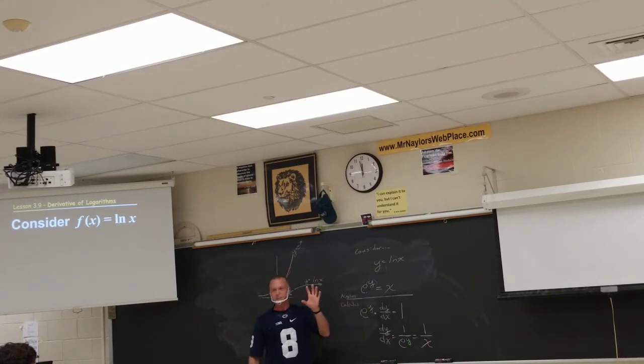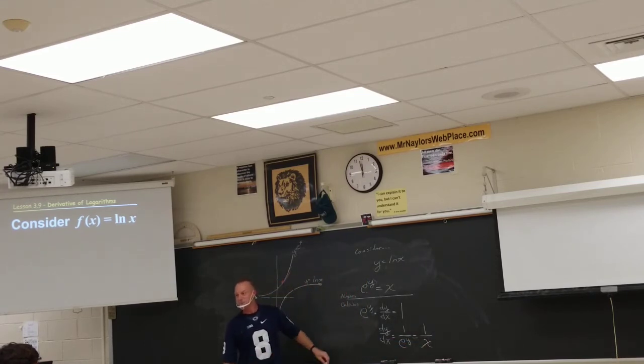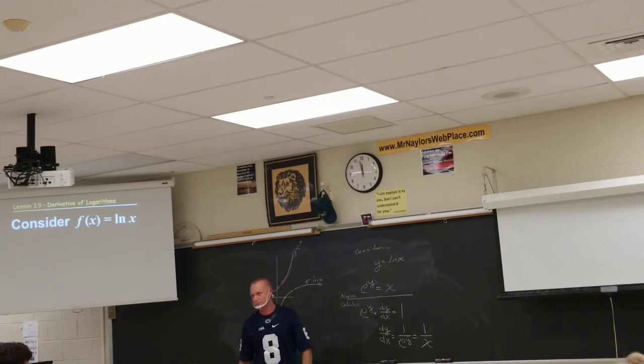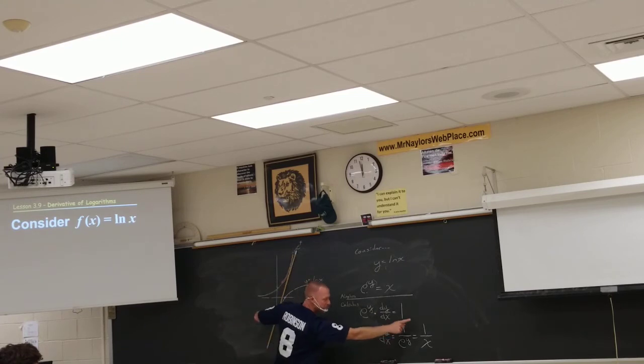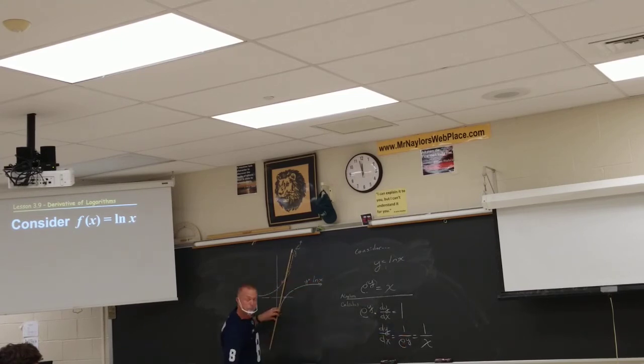Wait, what? The derivative is 1 over x? Yes. The derivative is 1 over x. What's that mean? What kind of slope do you get when you have a small number, a small x value? What kind of slope do you get when you plug a small number into that equation? You get a big slope, right? 1 divided by a small number is big.